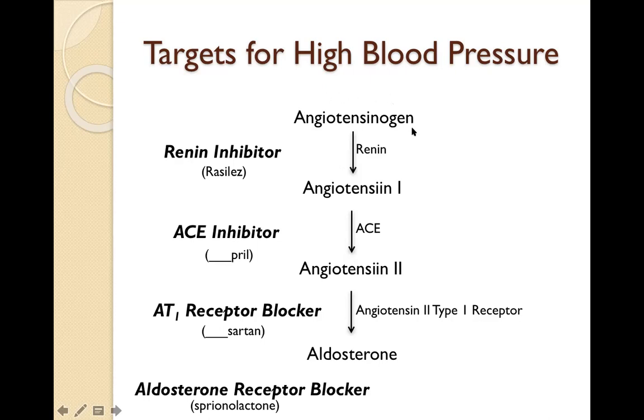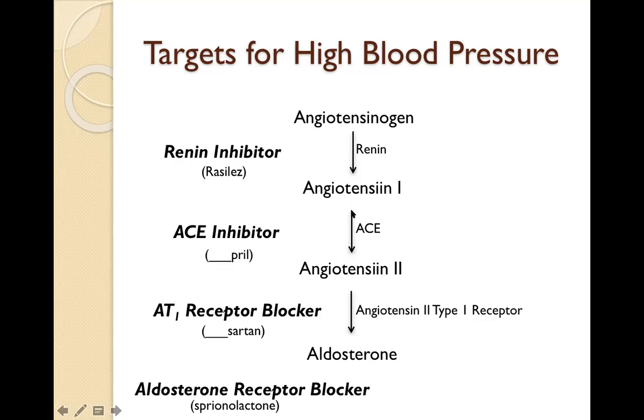So at the very beginning, angiotensinogen to angiotensin 1, if we can just stop the conversion of angiotensinogen, then that may have an effect on reducing the production of angiotensin 2, which would have an effect on reducing blood pressure. So there are medications called renin inhibitors. It blocks the action of renin. And one of the names of a renin inhibitor is called Razalez. Not as commonly used as the other ones. It is used, but not as common.